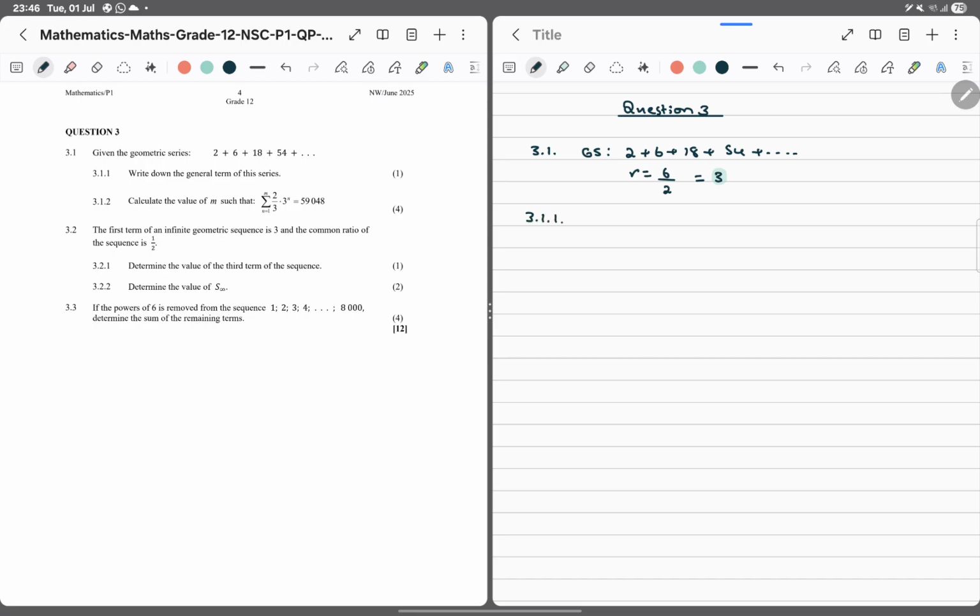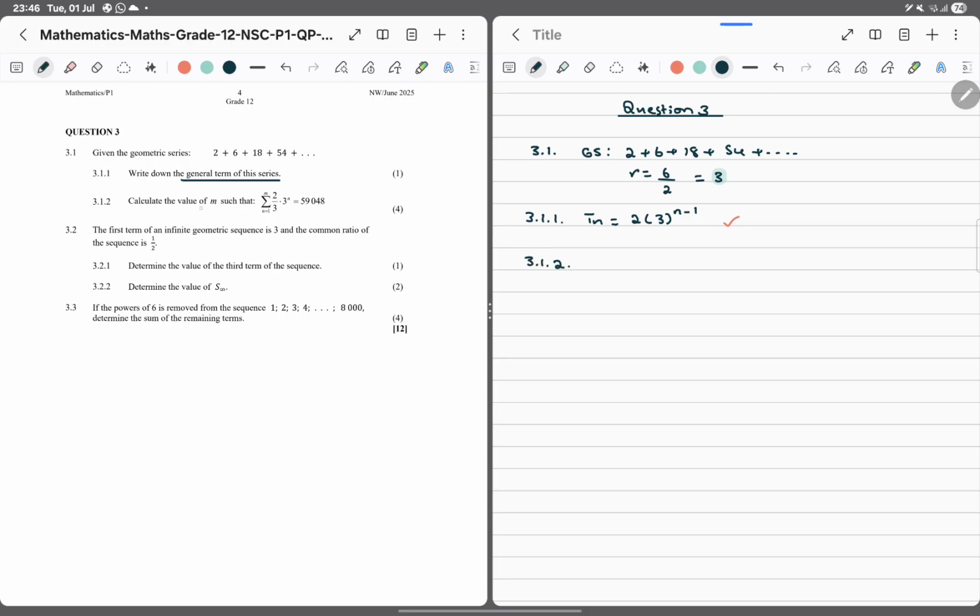So 3.1.1 says write down the general term of this series. Well, we know that Tn is going to be A, which is 2, times R, which is 3 to the n minus 1. So the question said write down, so we stop there.